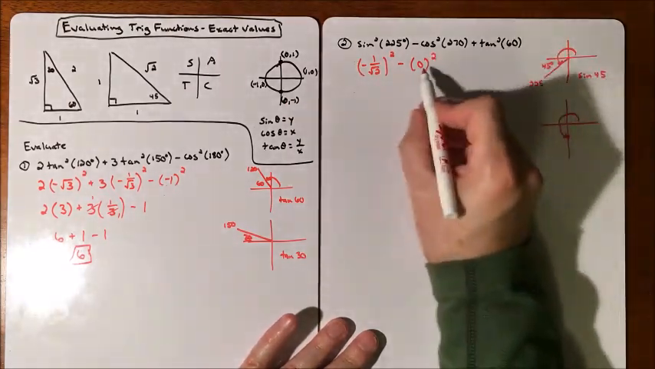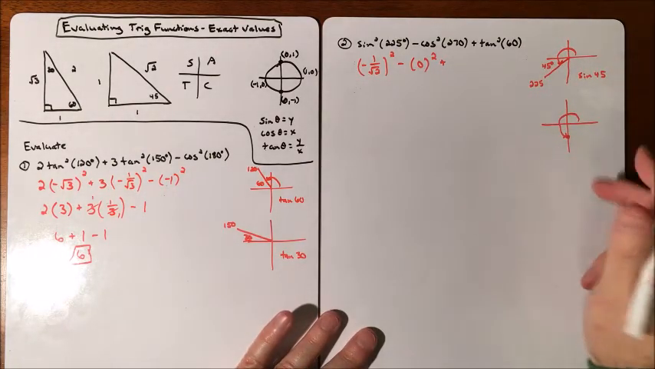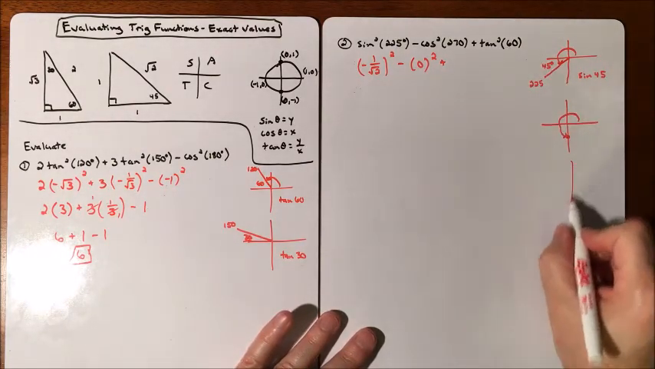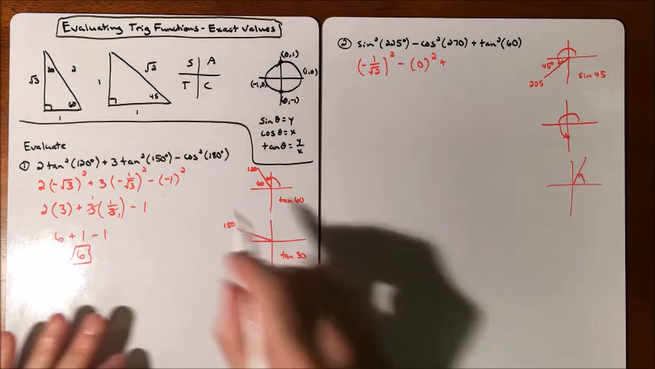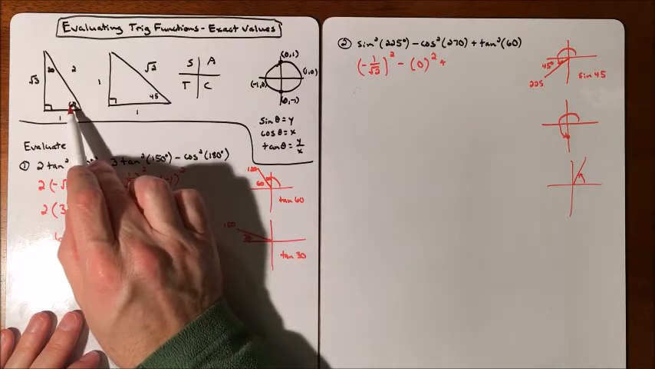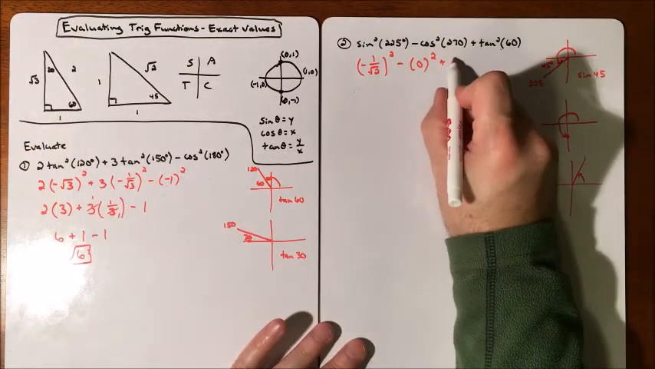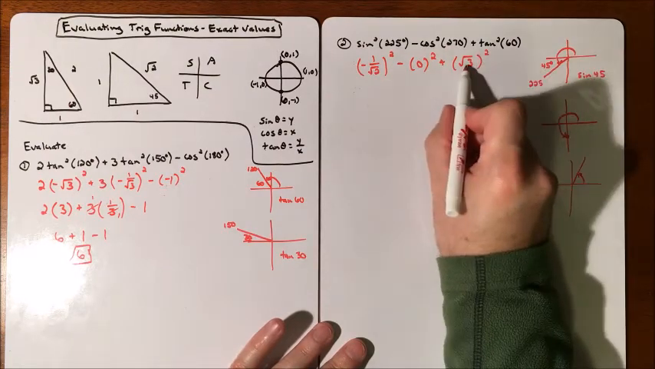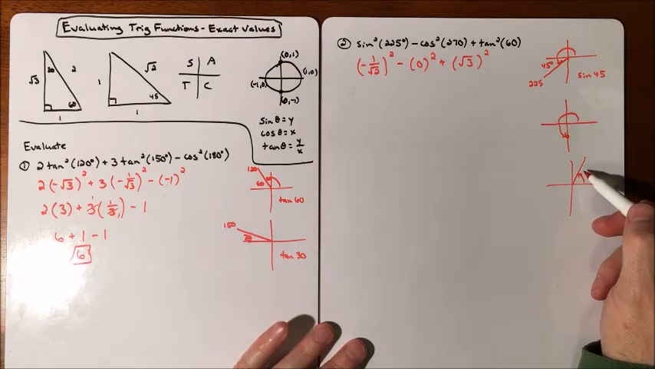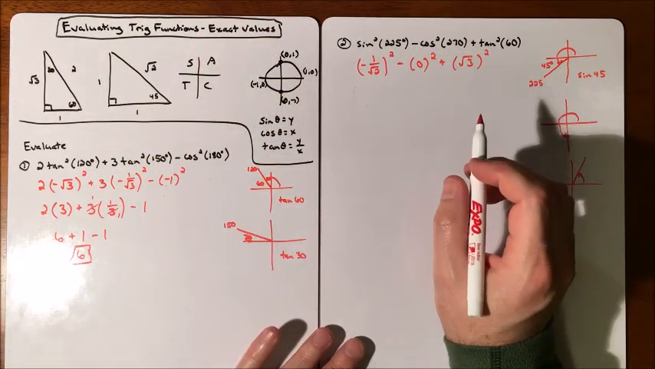And then we square it, which will still be 0, plus tangent of 60. So tangent of 60 is in the first quadrant. So then it's just tangent of 60. So tangent of 60 is opposite over adjacent, which is just root 3. And it is not negative because it's in the first quadrant. All right, so this stuff's done. Now we're just going to finish the algebra.